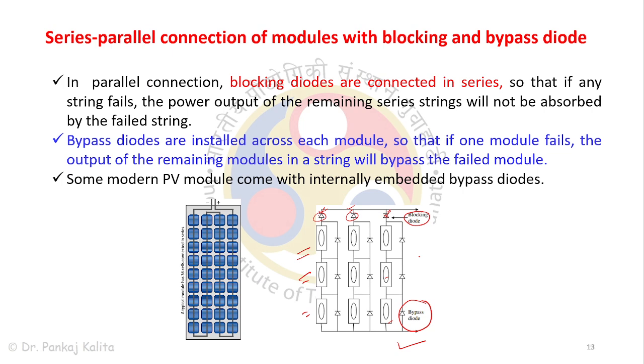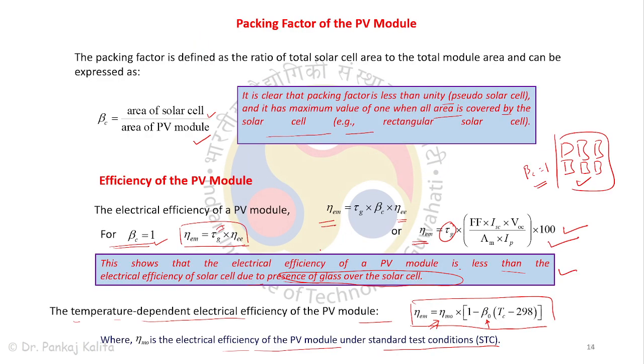So this is just explained. For parallel, it's added basically in series, and for series it's added in parallel. So that you can go through.